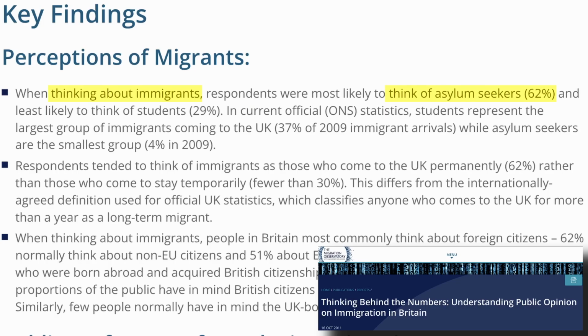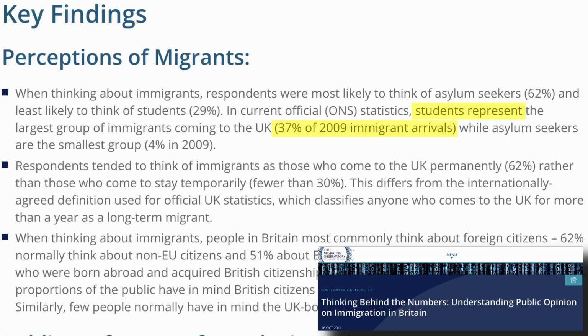So I asked you earlier for your definition of migrant or immigrant. Has it changed? Let's look now at what the UK public thinks when they hear immigrant. According to a 2009 survey by the Migration Observatory, when thinking of immigrants, of those questioned, 62% were most likely to think of asylum seekers, and only 29% to think of students, the highest and lowest, respectively, of all associations.